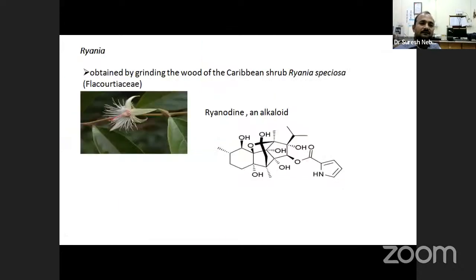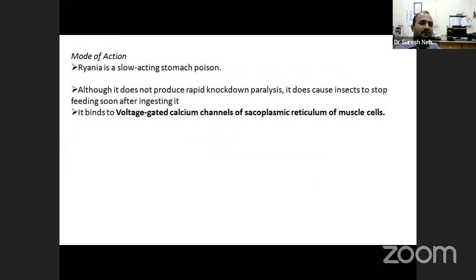Then ryanodine, this alkaloid called ryanodine: from which plant it is extracted, you should know. Then what is its mode of action? You see here again, the mode of action is different. So you should know this mode of action.